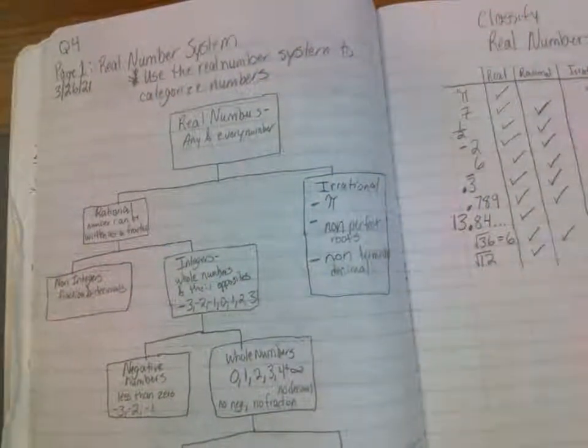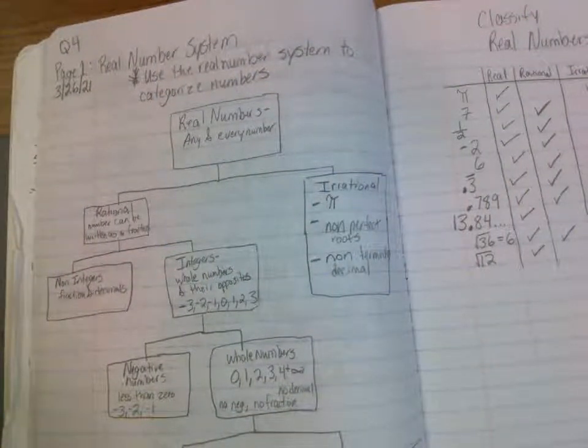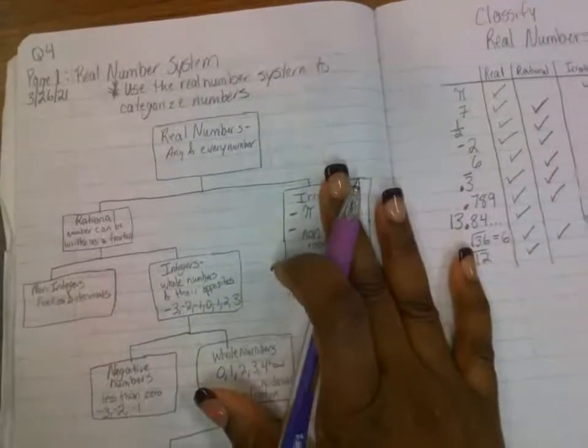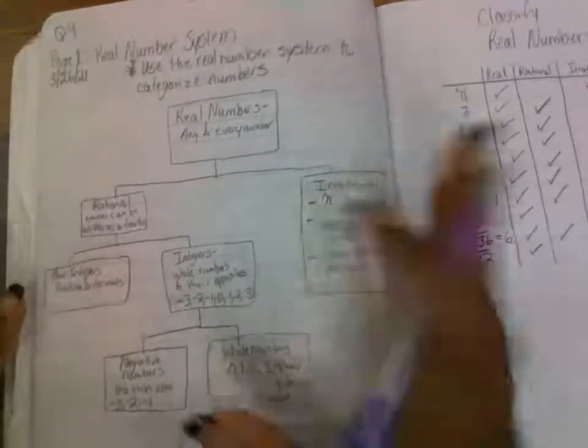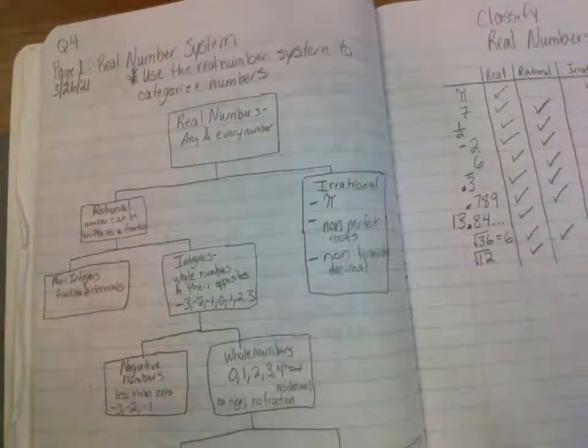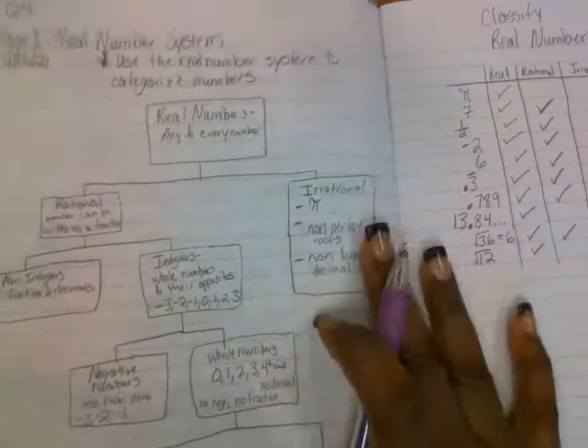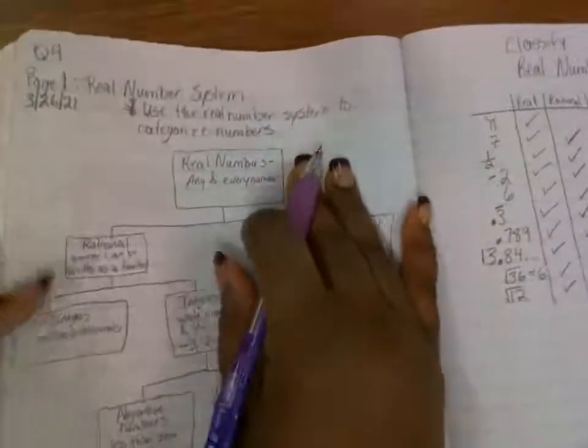All right, class. So today we're in week one of fourth quarter. On Friday, we started our first page of notes because that's technically when the quarter actually started. And we talked about the real number system.